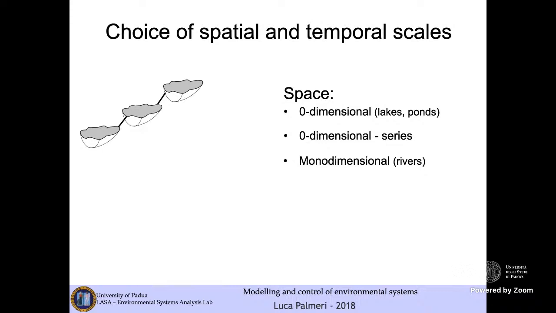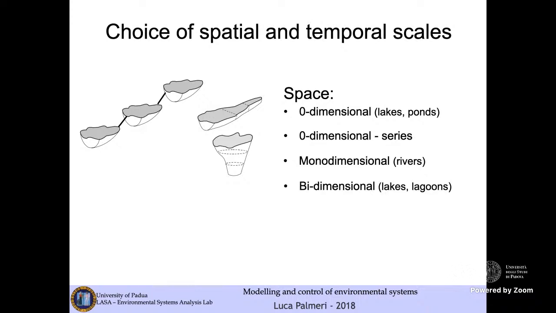So in this case, you may subdivide your system in portions of space and time in which you may consider uniform concentrations. This is a monodimensional description that is acceptable for rivers horizontally or for lakes vertically. Then we may employ a bidimensional description that is necessary for lakes and lagoons. In this case, we may subdivide the space in slices.